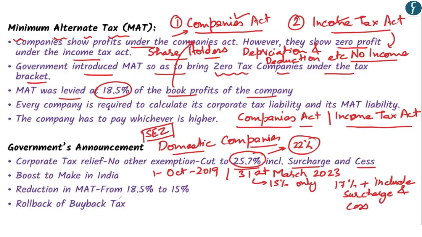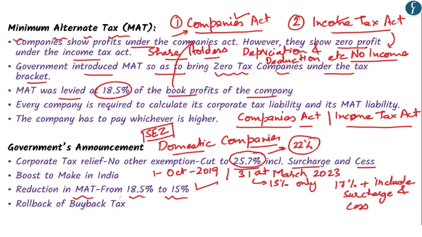The next important aspect is the reduction in MAT from 18.5% to 15%. A company which does not opt for the concessional tax regime and avails a tax exemption or incentive shall continue to pay tax at the pre-amended rate. However, these companies can opt for the concessional tax regime after the expiry of their tax holiday or exemption period. Further, in order to provide relief to companies which continue to avail exemptions or incentives, the rate of minimum alternate tax has been reduced from the existing 18.5% to just 15%.